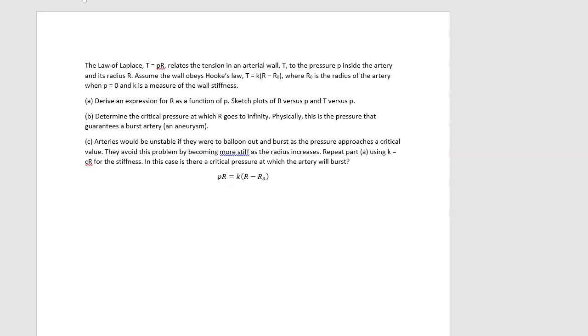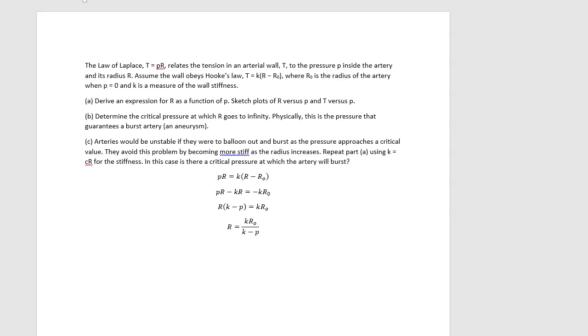All right, so we have this. We can rearrange this. We've got PR minus KR is minus KR naught. I'm going to consolidate some, multiply through by a minus sign. K minus P is KR naught. All right, great. K minus P is KR naught, and so R is KR naught divided by K minus P.